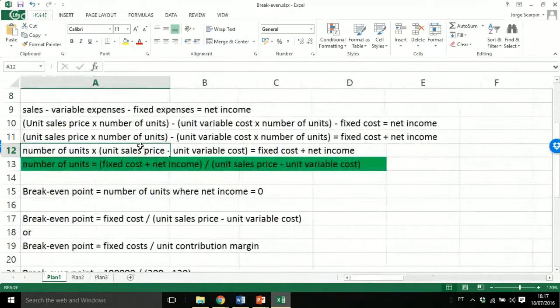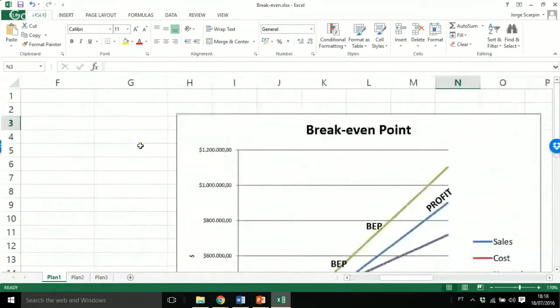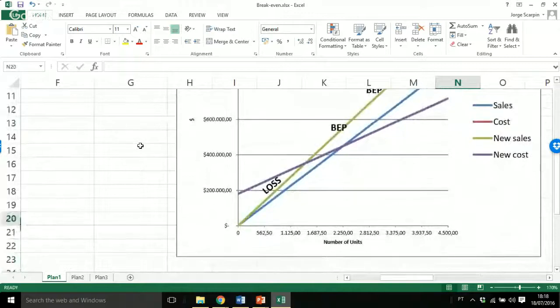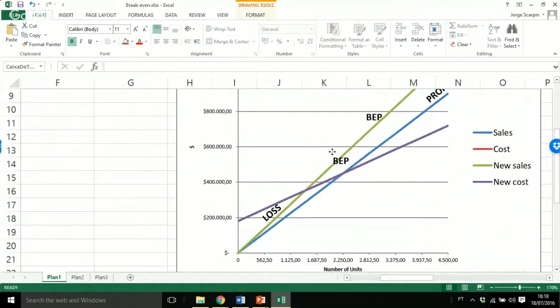So our break-even point will be higher than the old one. And if we change not the cost, but the sales price to 245, we will have a new sales line, the green one. So we have the same starting point of 0 that's on every sales line, but our break-even point will be lower because our sales line grows faster than the old one.